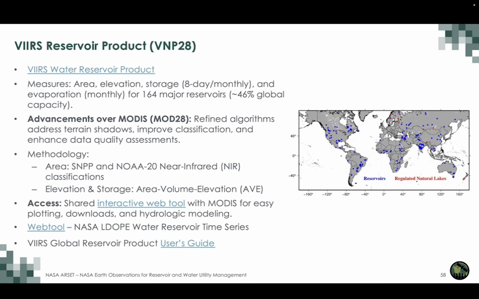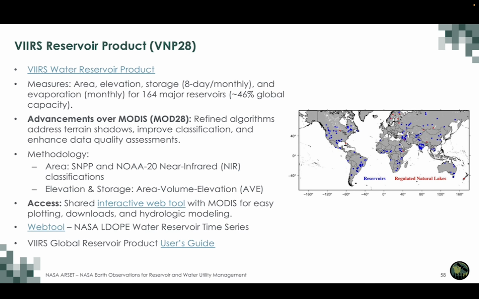VEERS significantly improves upon MODIS by specifically correcting for terrain shadows, a major challenge when monitoring reservoirs in steep mountainous watersheds. It also features enhanced water classification and improved data quality assessments. The methodology uses near-infrared data from the Suomi NPP and NOAA 20 satellites to accurately map the surface area, and then applies established area volume elevation curves to determine total elevation and storage.